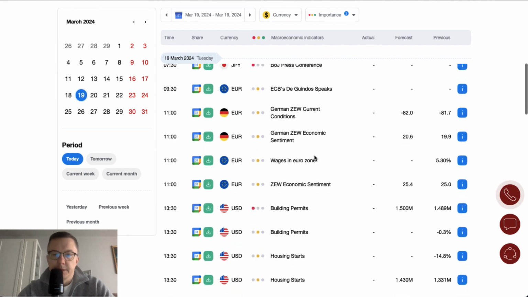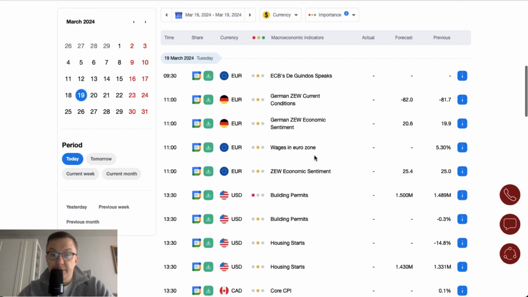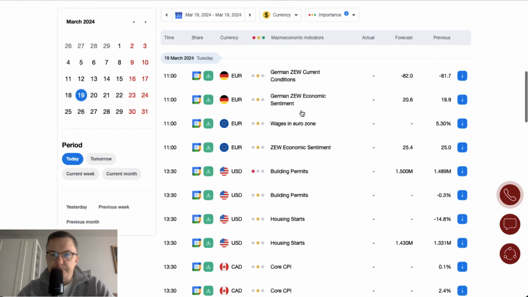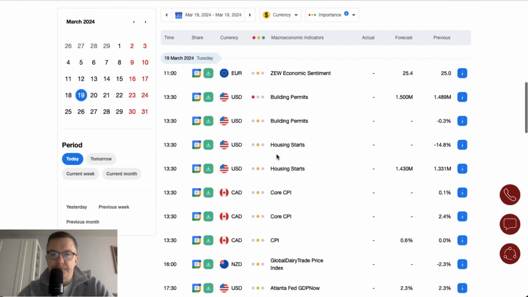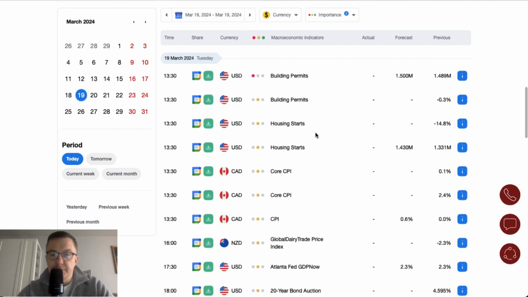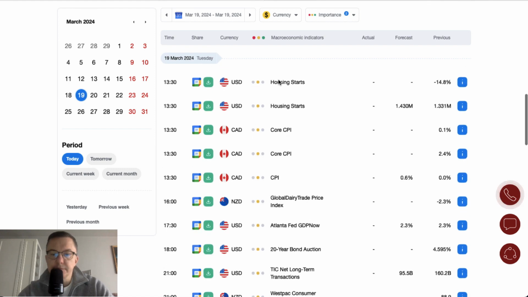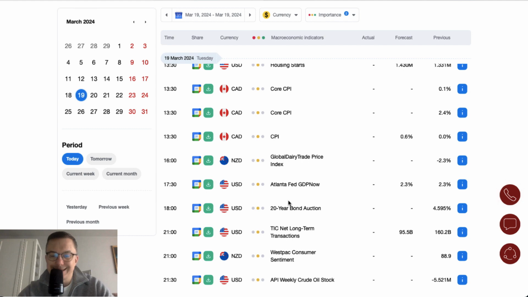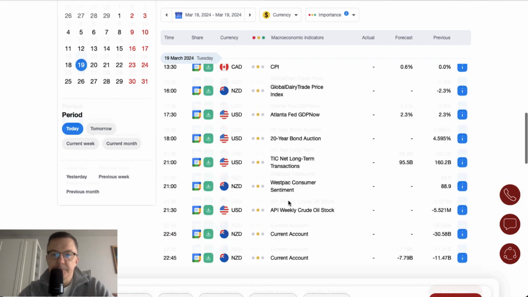taking place. At 9:30 we got the ECB's Guindos to give a speech, and then we got some data from Germany. We got the economic sentiment data, and then we got the economic sentiment data from the Eurozone, and wages in the Eurozone will be published as well. During the New York session, we got the building permits and housing starts data at 1:30. Then we got the core CPI data and CPI data from Canada at 1:30.